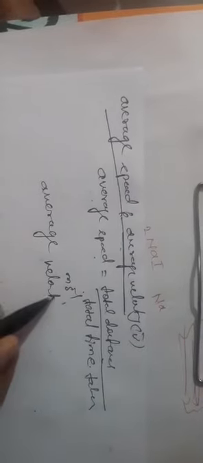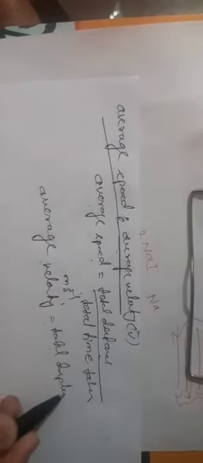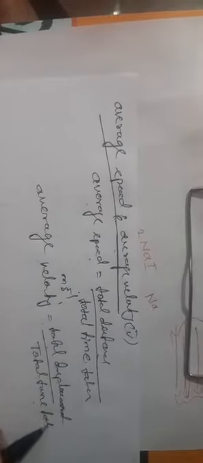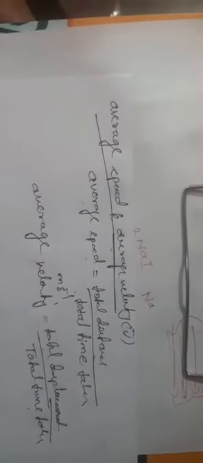Next, what is the average velocity? The average velocity of a particle in motion is defined as the ratio of total displacement to total time taken. That is called average velocity.